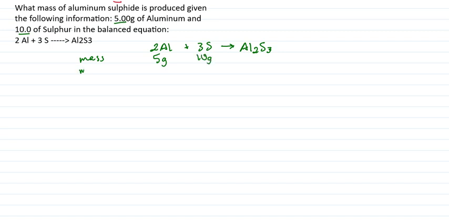Right, always convert to moles. Okay, so you're again going to just do mass divided by molar mass. Right, the molar mass of aluminum is 26.98, depending on what periodic table you use, although it should be very similar.